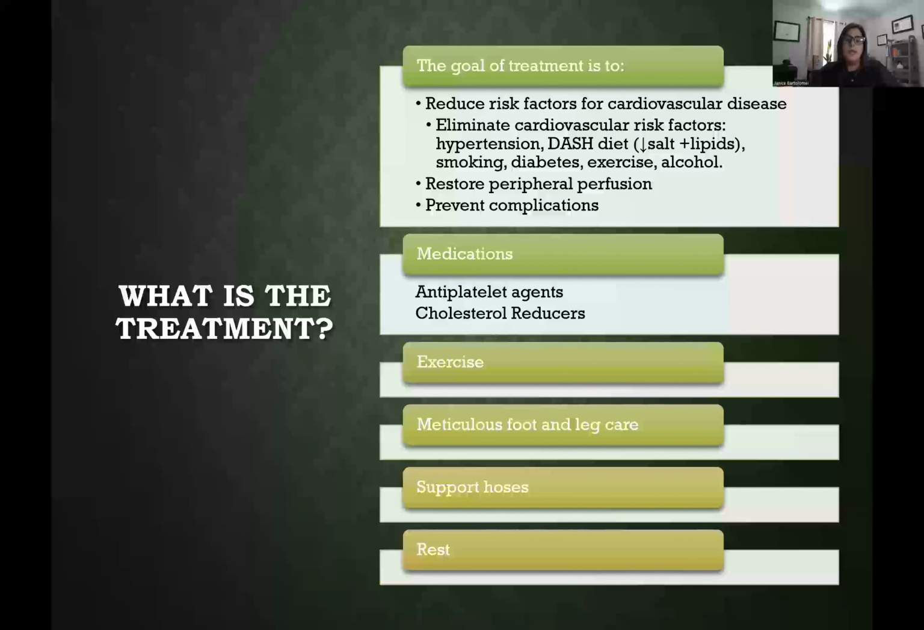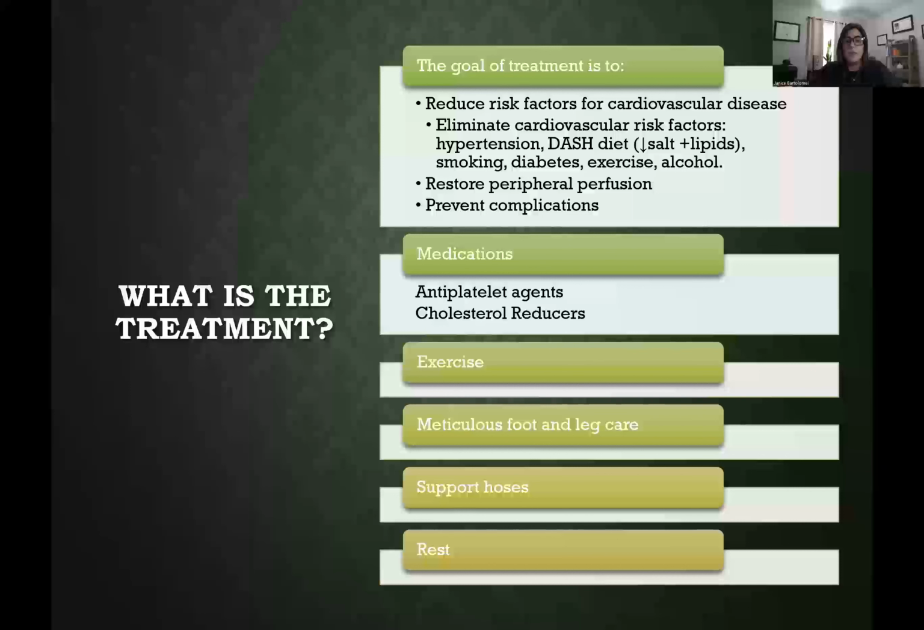Also, we lubricate the skin to prevent any cracking from the skin being very thin, and it can dry out as well. Treat any cuts rapidly, and any infections as well. Always wear closed-toe shoes to prevent any cuts or wounds to the feet. They should also wear support hoses like TED hoses, and rest.